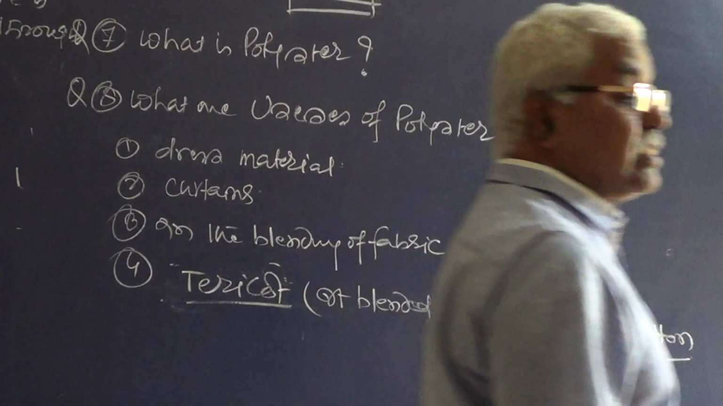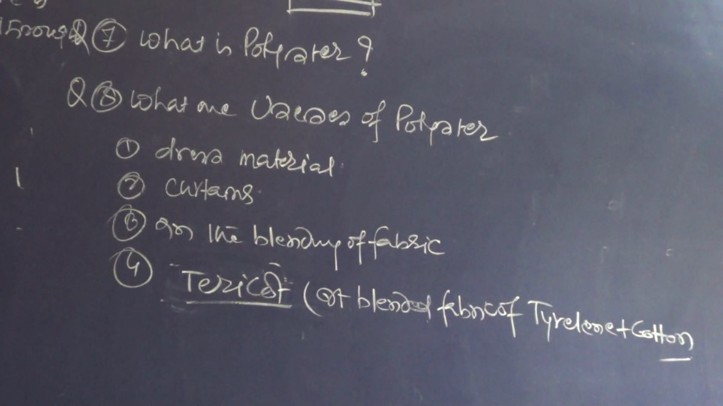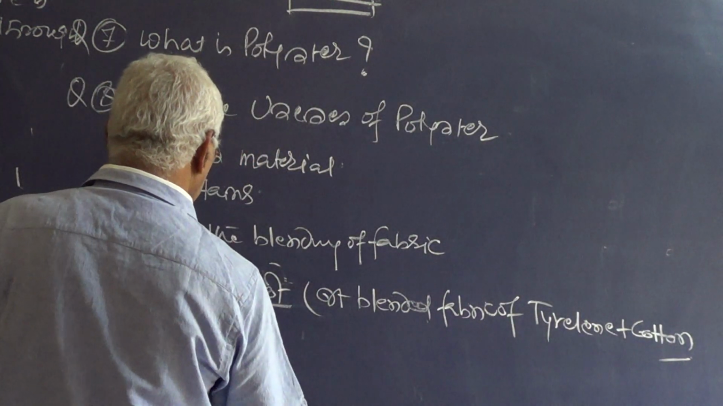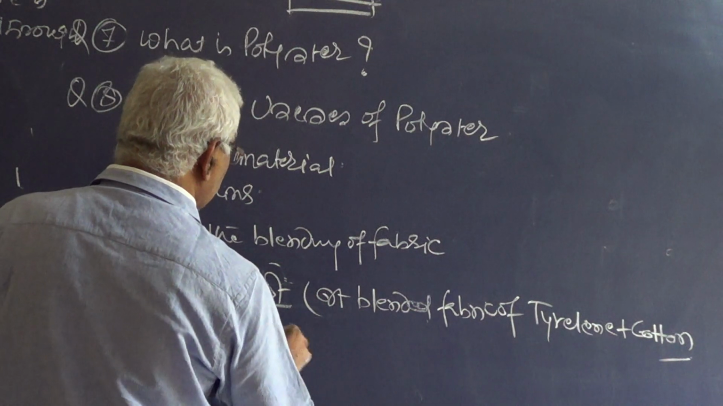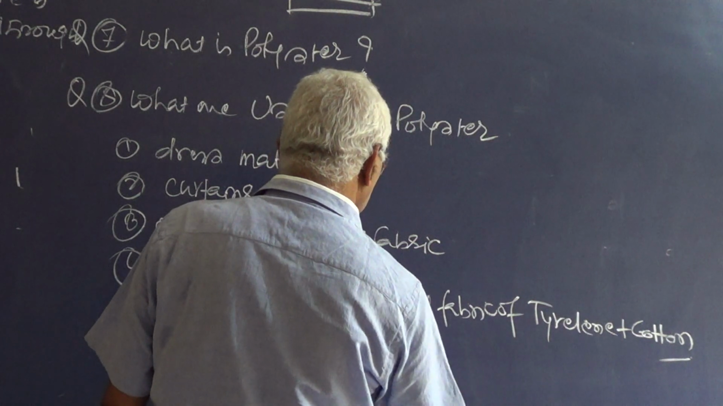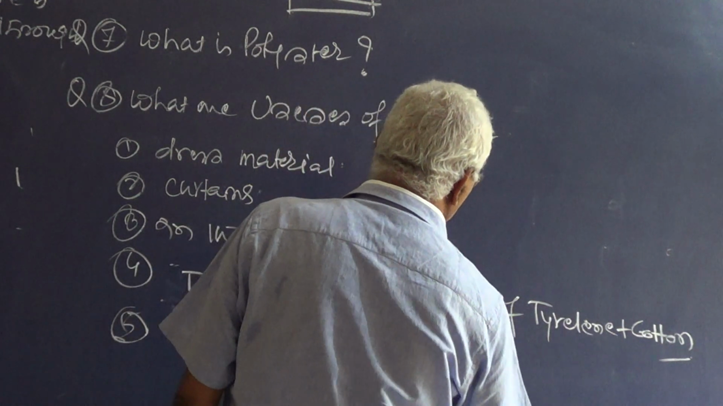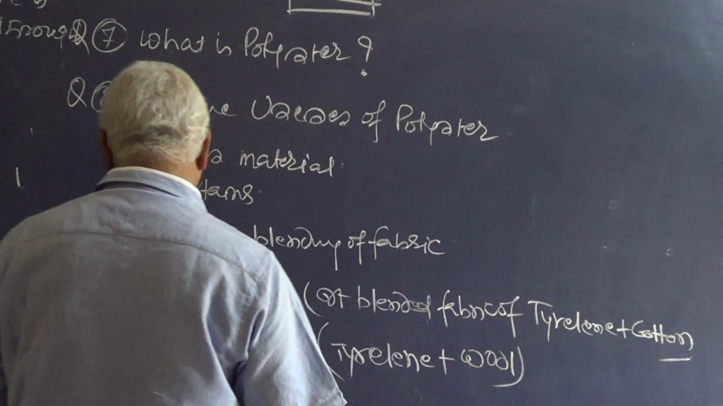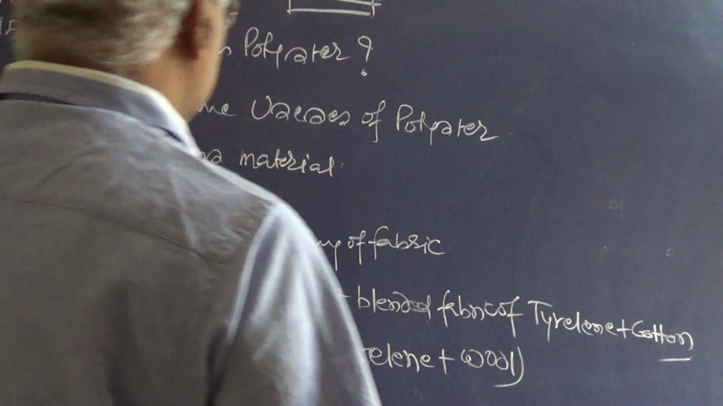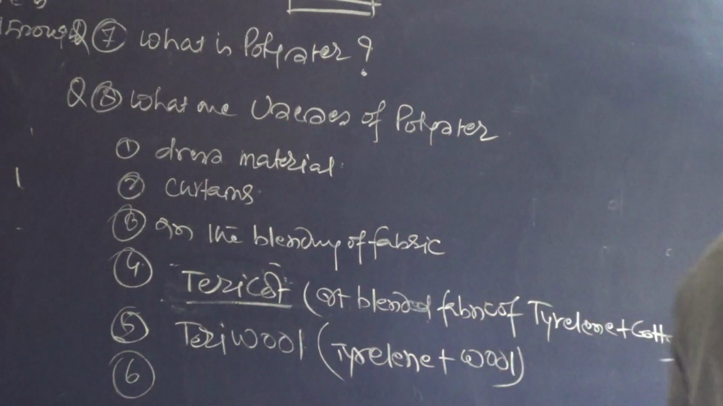These are the maximum uses you can think of regarding that. Conveyor belt, shirt, trouser, dress material. In terry wool also it is used. Not only terracotta, it is used in terry wool. Terry wool, what happens? Terry plus wool, terry wool. Okay, so the major use of it is the blending in blended fabrics.